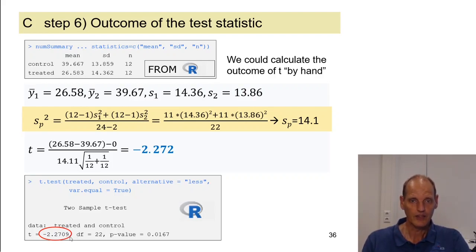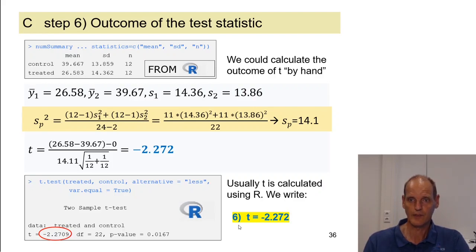But R can do that much quicker than we do. If you use a command that looks a bit like this, t-test treated versus control, the alternative is less, so the treated has lower values than the control. We assume equal variances, then we get to see a two-sample t-test. T is minus 2.27, df is 22, and that's it. Because in this case we are only interested to know the outcome of the test statistic.